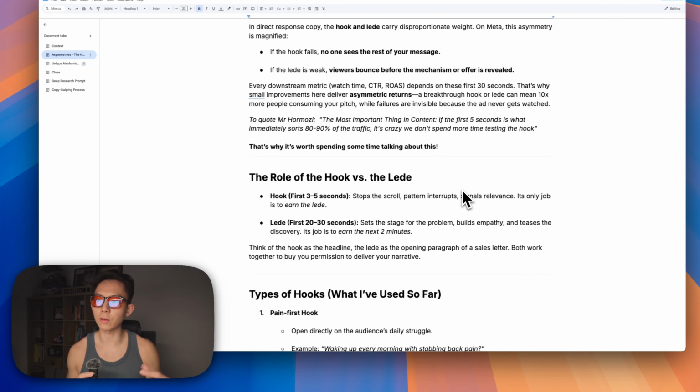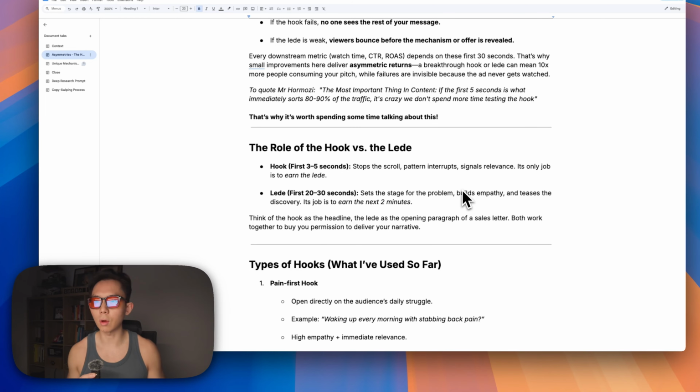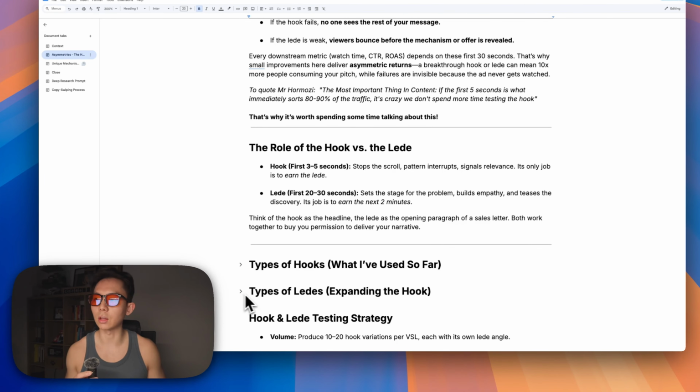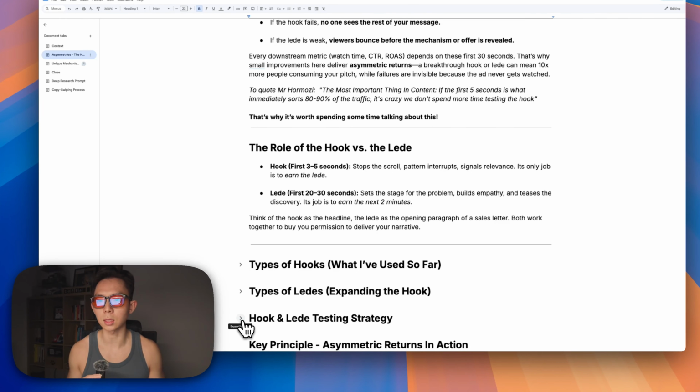So define the hook as the first 3 to 5 seconds that stops the scroll, pattern interrupts, signals relevance, and its only job is to earn the lead. And the lead is the first 20 to 30 seconds. It sets the stage for the problem, builds empathy, and teases the discovery. Its job is to earn the next 2 minutes where you can go deeper into the mechanisms. So think of the hook as the headline, the lead as the opening paragraph of a sales letter. Both work together to buy you permission to deliver your narrative.